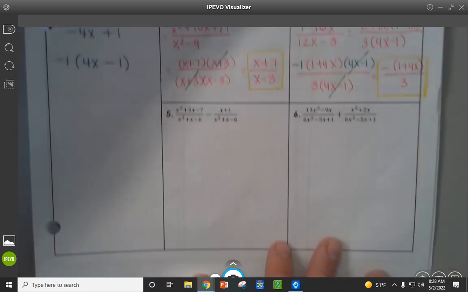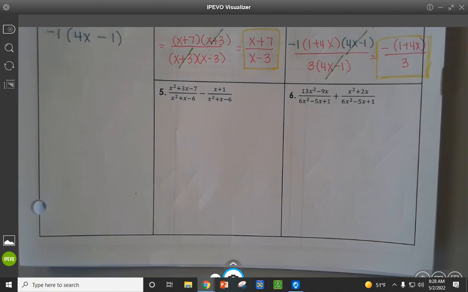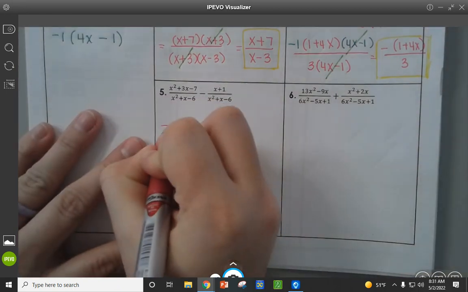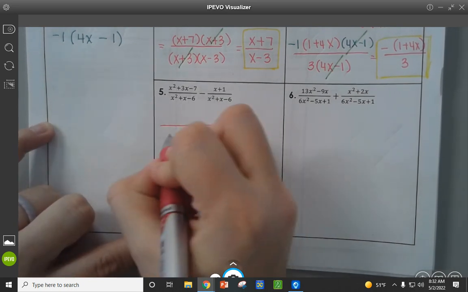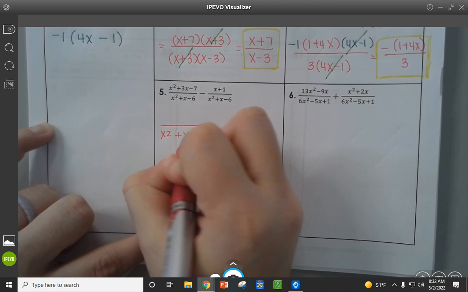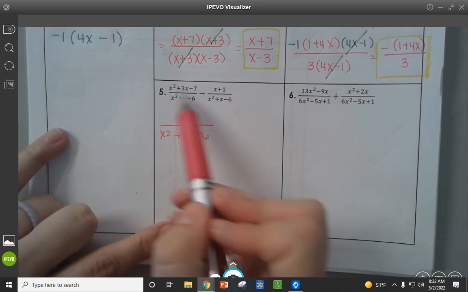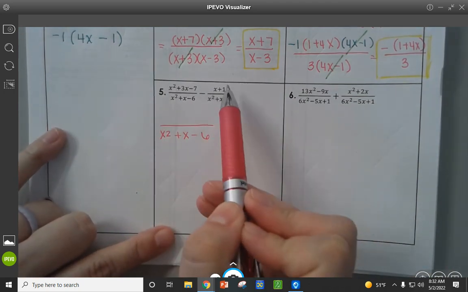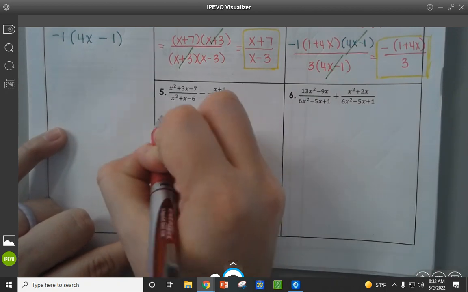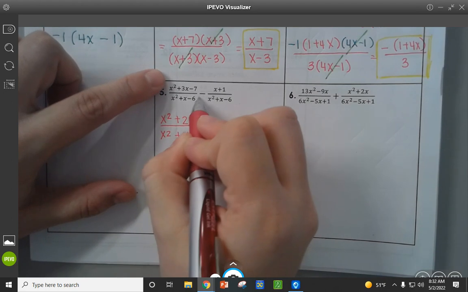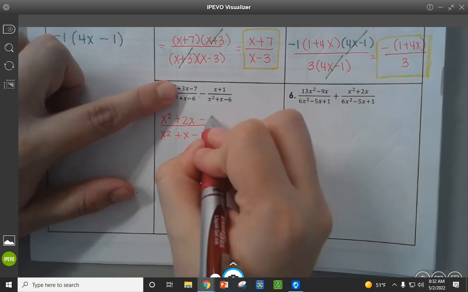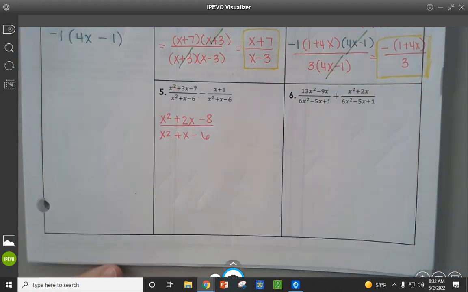Try number 5 on your own. All right, so on this one, this denominator stays the same, x squared plus x minus 6. And then in the numerator, it's a subtraction problem. So this would be x squared plus 2x because I subtracted an x, and then minus 8 because I had subtracted 1.